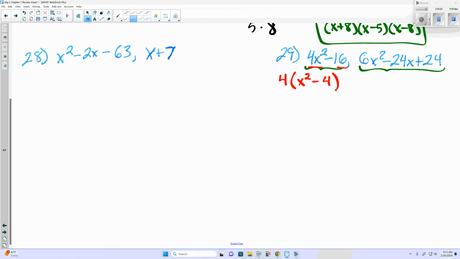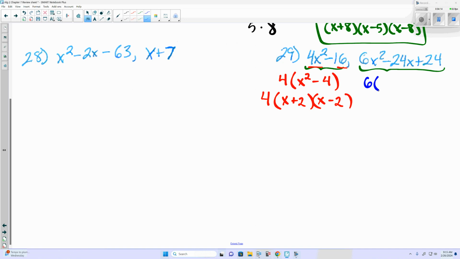X squared minus 4 can be factored. It is a difference of perfect squares, giving us x plus 2 and x minus 2. So that's completely factored. Now we're going to go on and factor our 6x squared minus 24x plus 24. Well, there is a greatest common factor of 6.